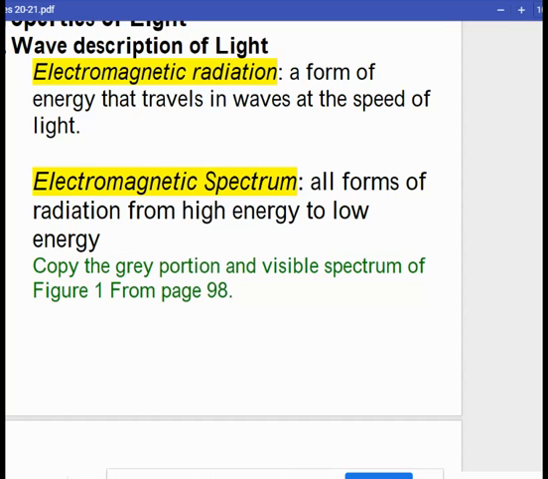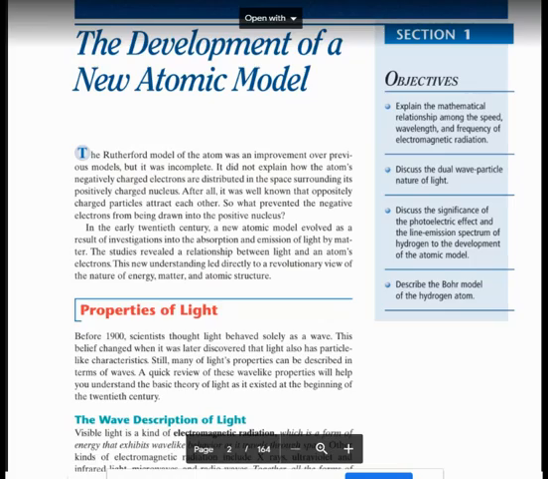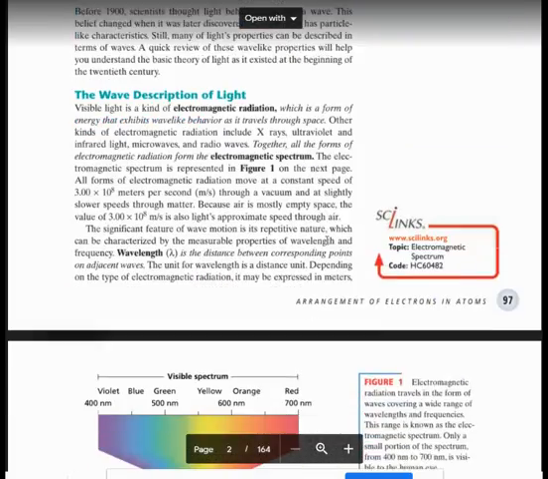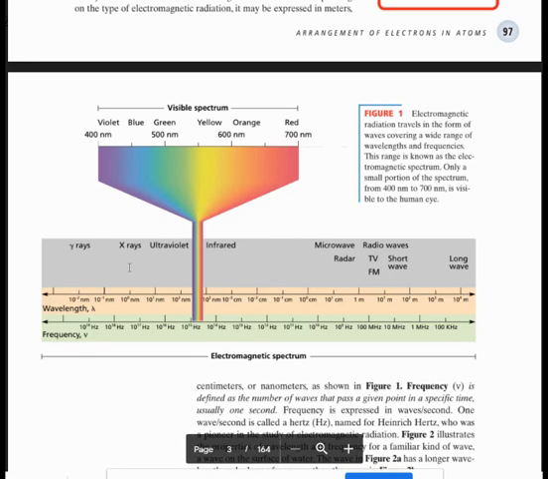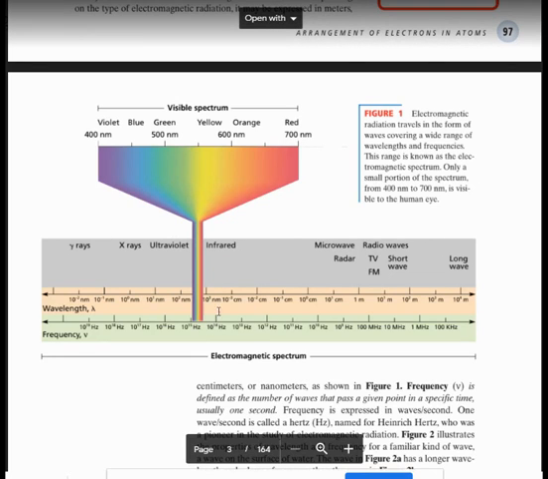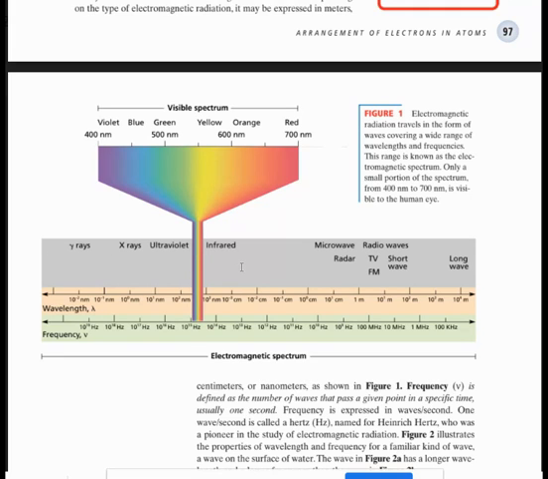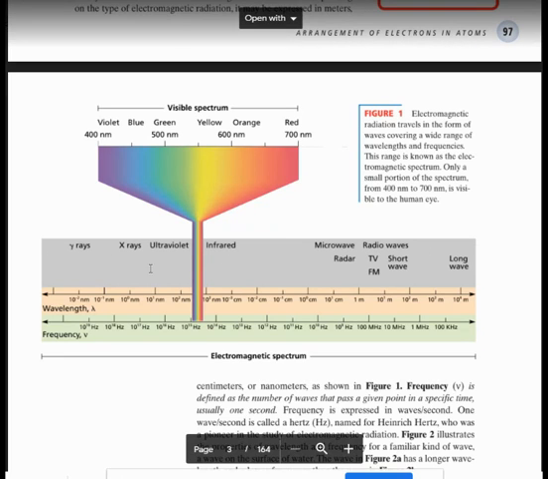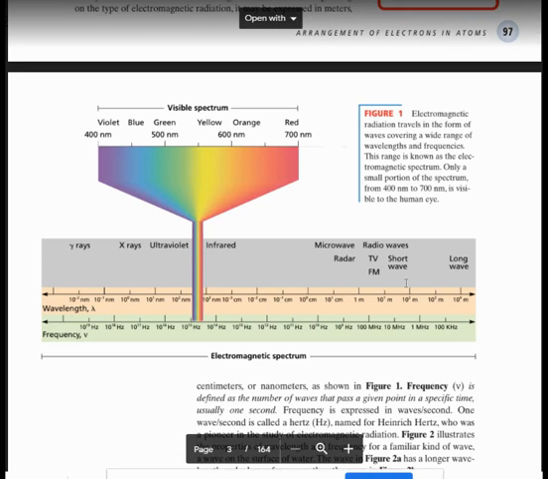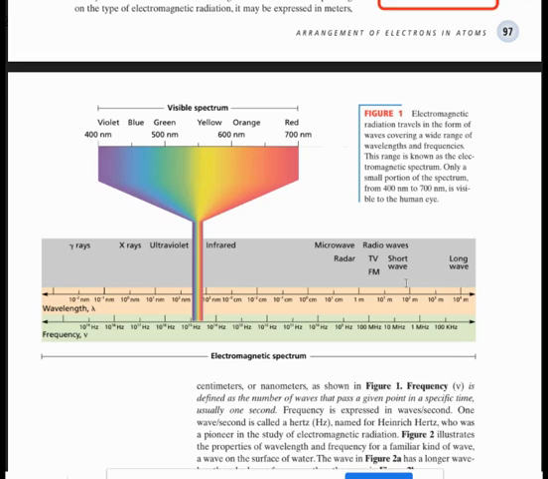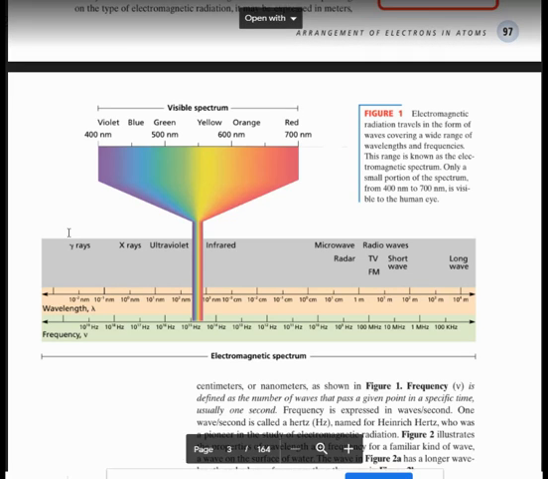So if we go to the textbook, page 98, we have this picture. You are supposed to copy just the gray section, not this green and pink part down here, but just the gray, listing the types of radiation. Your book lists them from highest energy to lowest energy. I prefer to do the opposite, but it really doesn't matter as long as they are in the correct order.